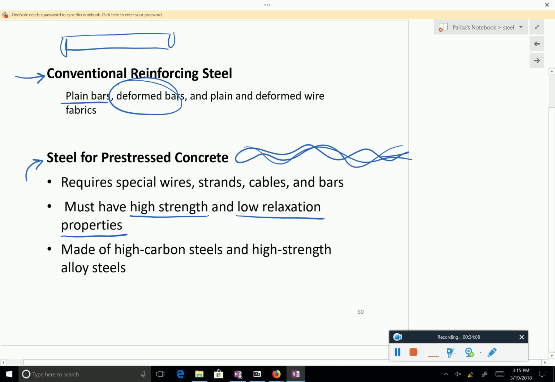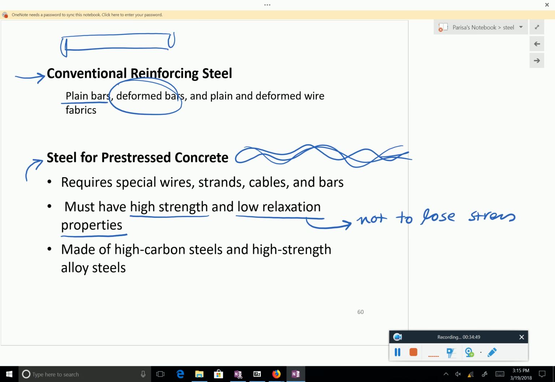You still remember? Exactly. When you keep a strain constant, the stress decreases. Remember when we were learning about viscoelastic materials? You want this material not to lose stress. So you want it to have low relaxation. You don't want it to lose a lot of stress because it is a pre-stressing element. If it loses stress, it loses functionality.